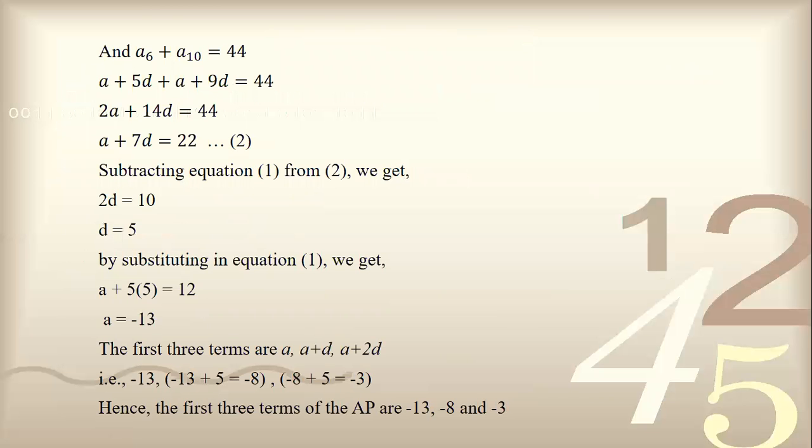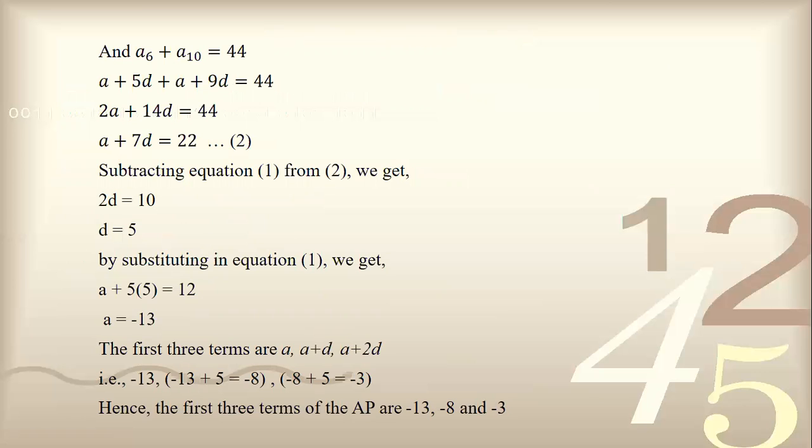Now A6 plus A10 is 44. So A plus 5D plus A plus 9D is 44. 2A plus 14D is 44. A plus 7D is 22. Subtracting these two equations, A will get cancelled. We'll get 2D equal to 10. So D is 5.